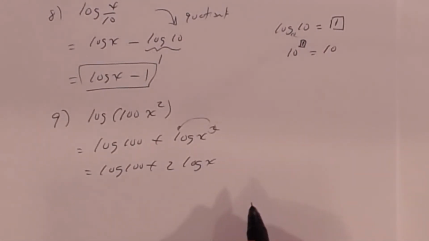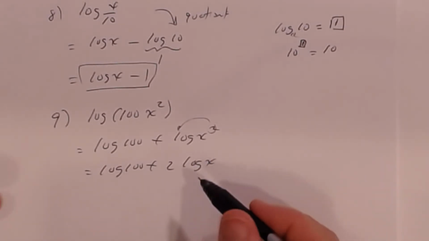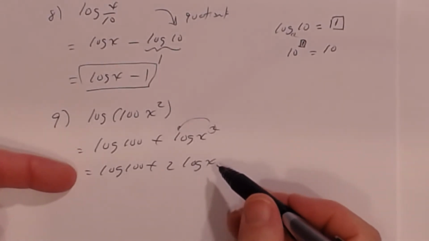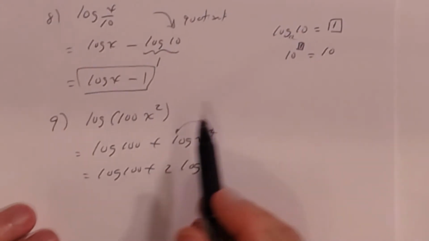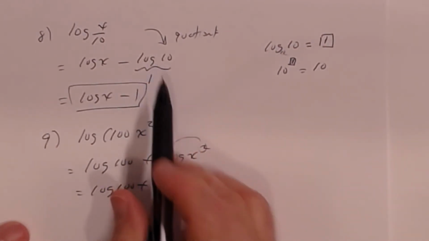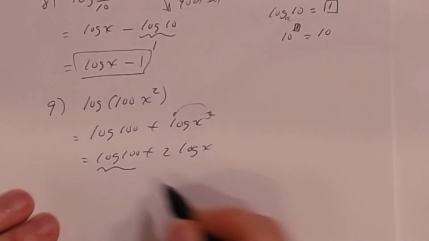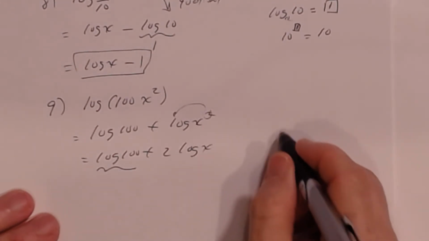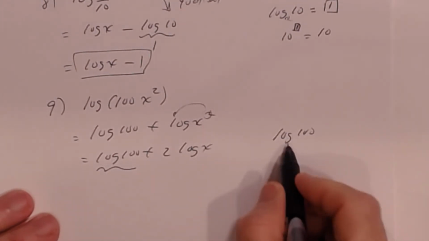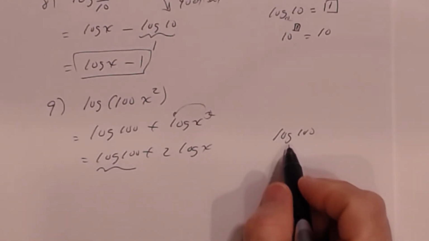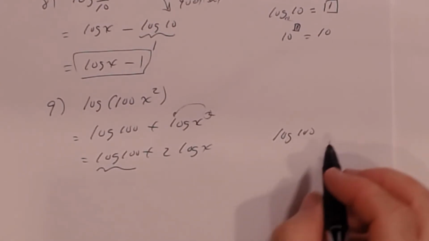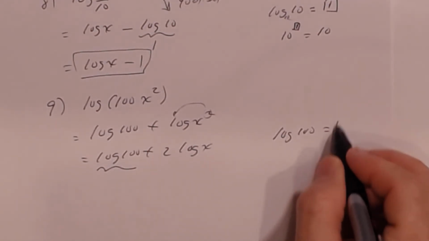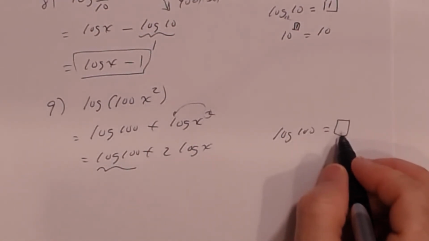log of x. What some of you will do is you'll leave your answer like this, but you're not going to get full credit. You won't get full credit because just like with the log of 10, you can simplify the log of 100. Let's think about that, the log of 100. Remember, if you don't see a base, it's understood to be base 10. So the log of 100 equals some nice number.